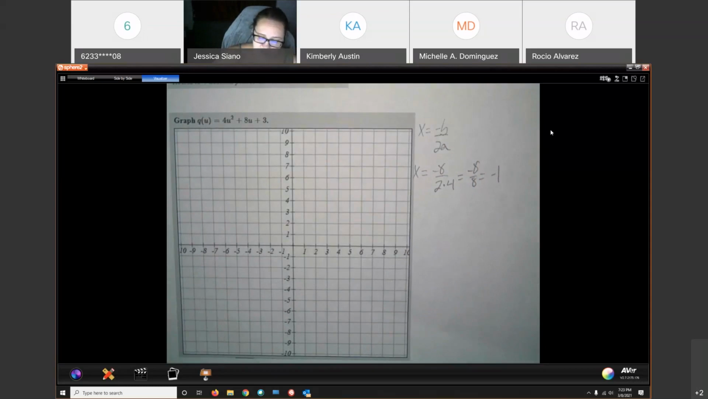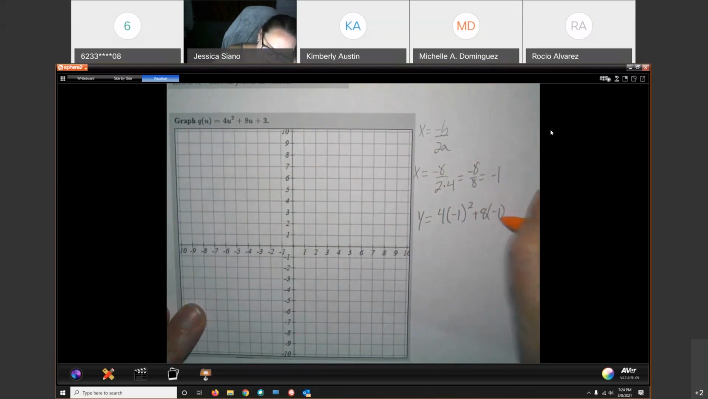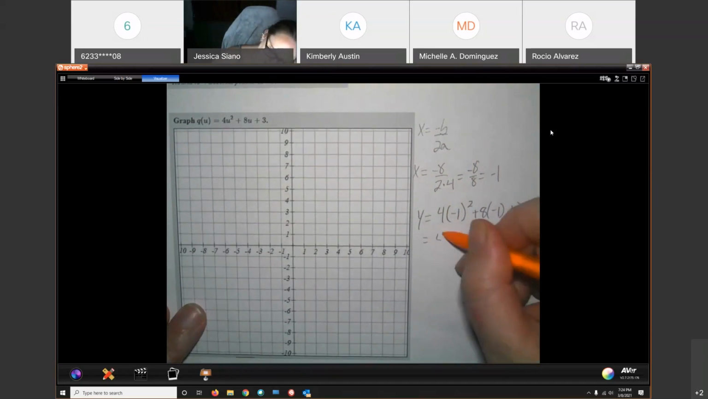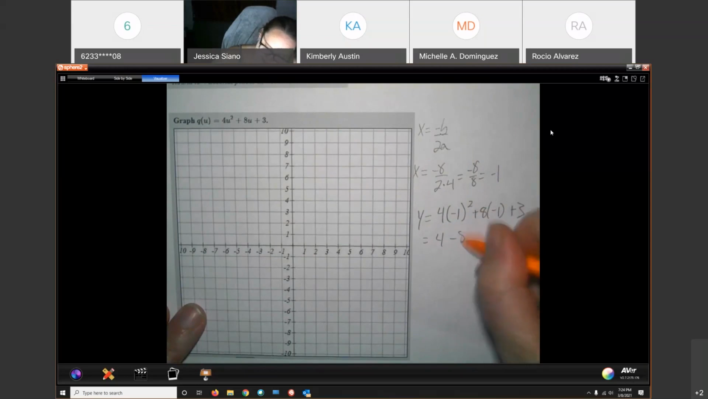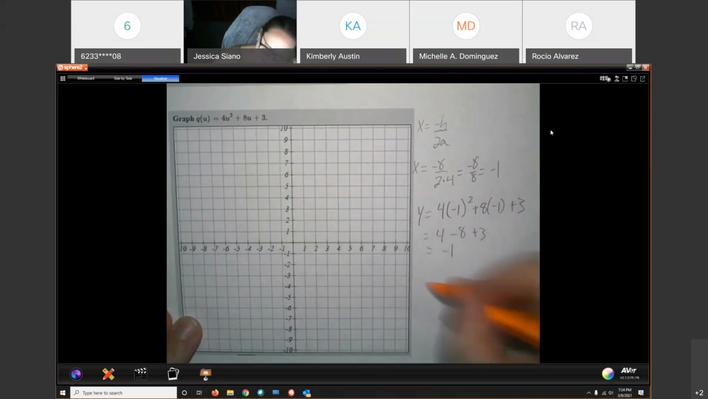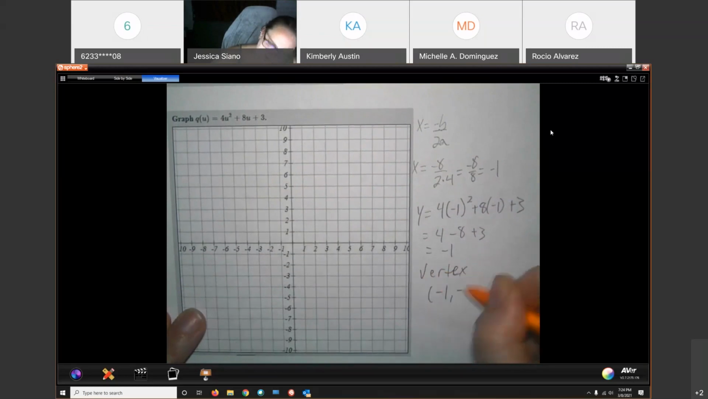And then once you have your axis of symmetry, you plug that in, and that will get you the y value of your vertex. So I plug in the axis of symmetry to get the y value of my vertex. 4 times 1 minus 8 plus 3. So the y value of my vertex is also negative 1. So my vertex is at negative 1, negative 1.